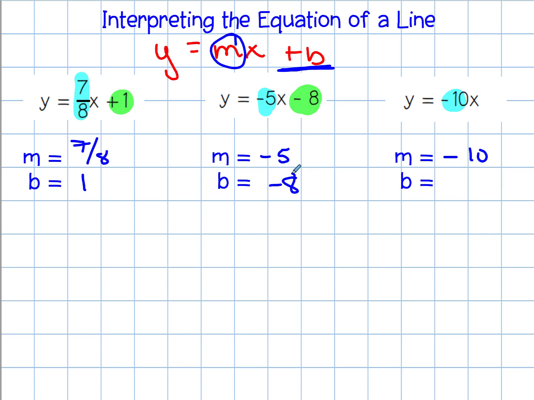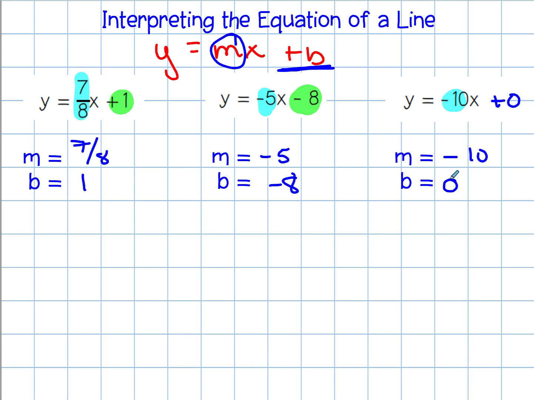But over here, what's the only number in this third one that I can add to -10 times x that keeps it -10 times x? Well, 0. So even though I don't see a number that I'm adding or subtracting, remember you can always add 0 and not change the value of an expression. So that means I'm adding 0 and my y-intercept has to be 0.